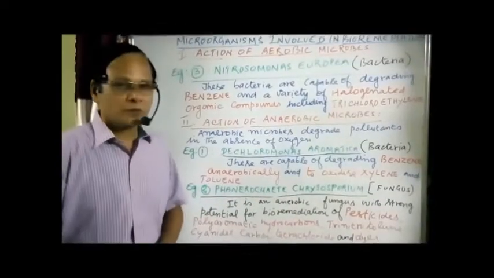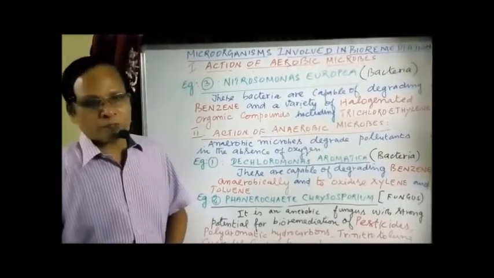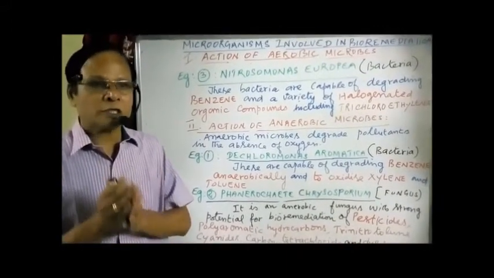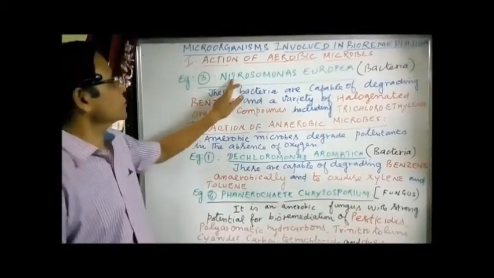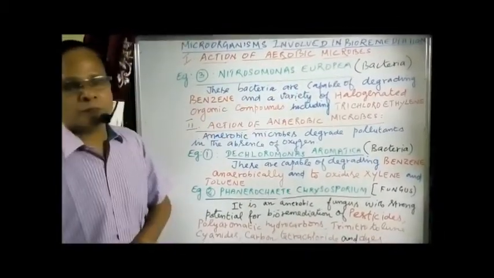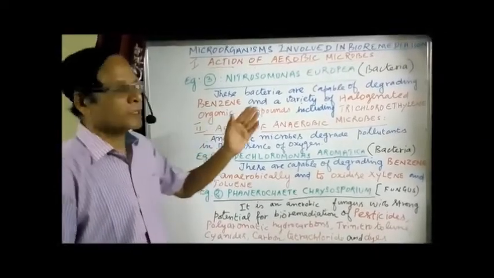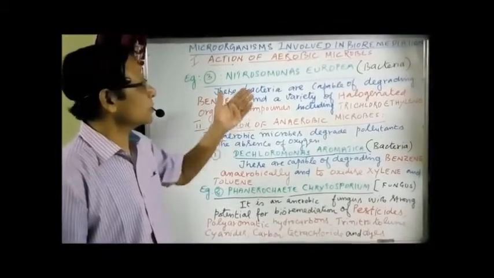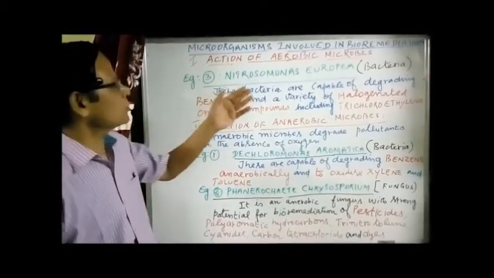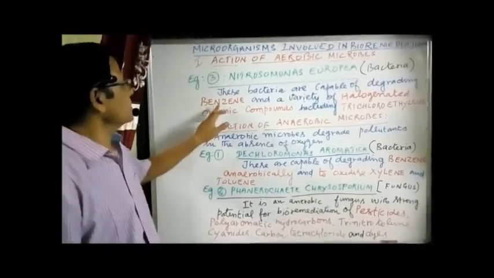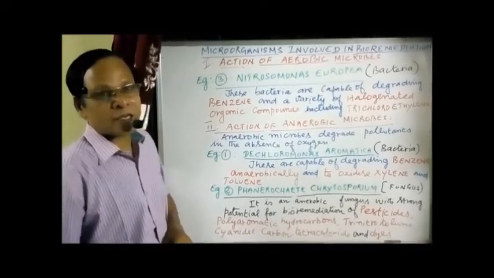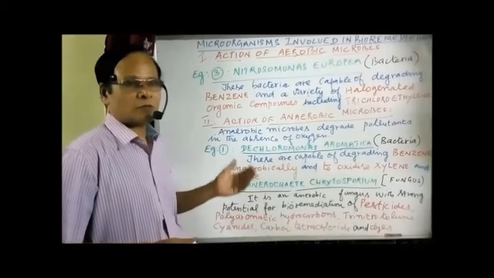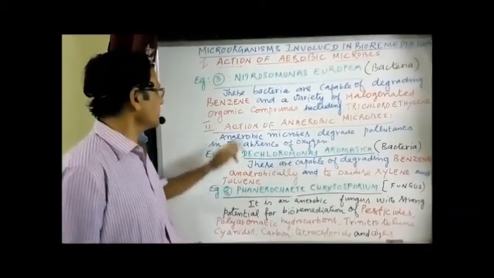Now the third example, an aerobic bacterium involved in the biodegradation process, that is Nitrosomonas europaea. It is also capable of degrading something. What are the materials which are being degraded by this microbe? That is Nitrosomonas europaea. So it degrades benzene anaerobically and also oxidizes the hydrocarbons.